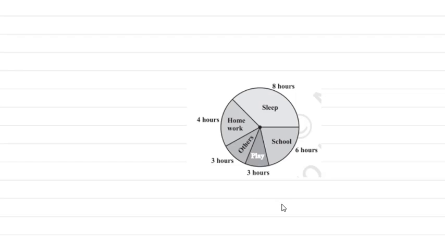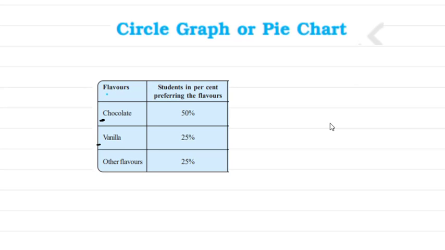So today I will discuss with you how to draw the pie chart or the circle chart. For making the pie chart, I have taken this data. Suppose we have students who like the flavors chocolate, vanilla and other flavors. The students who like chocolate flavor are 50%, those who like vanilla are 25%, and other flavors are liked by 25%.